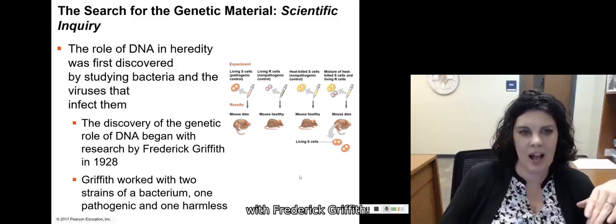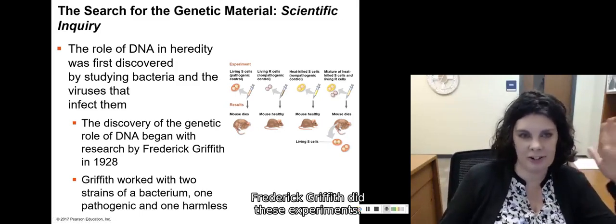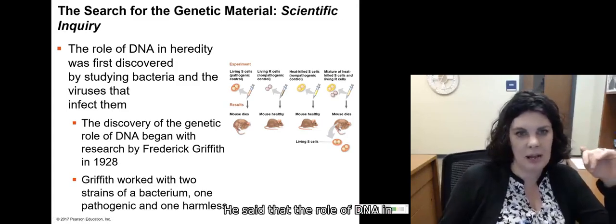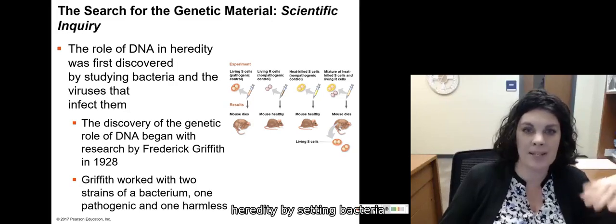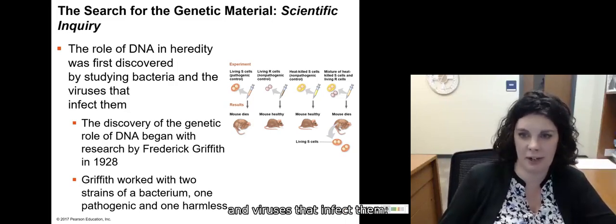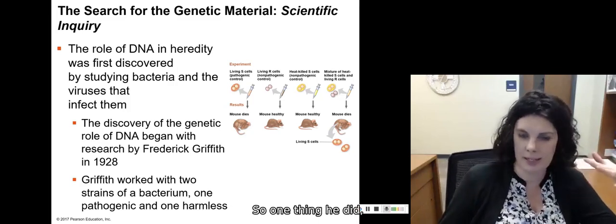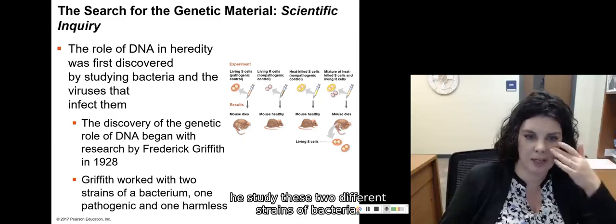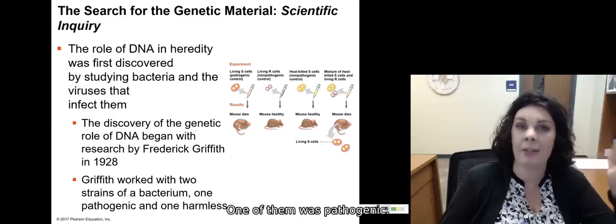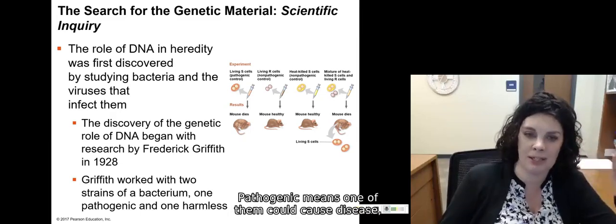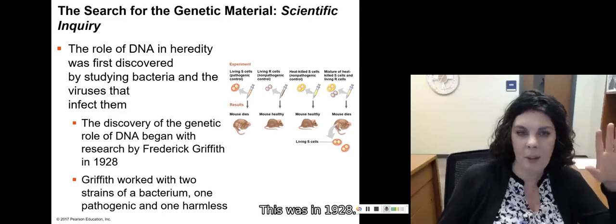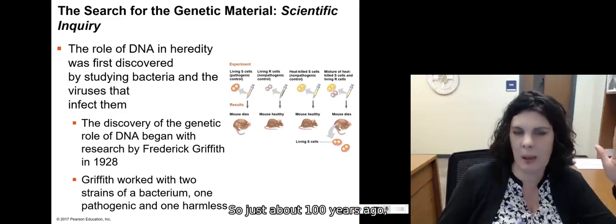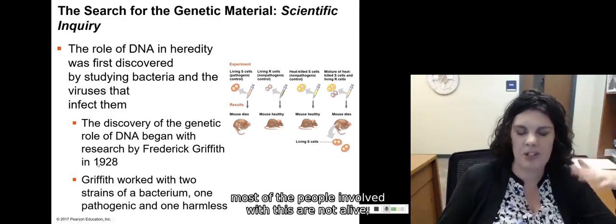So first we did these experiments with Frederick Griffith. Frederick Griffith studied the role of DNA in heredity by studying bacteria and the viruses that infect them. He studied two different strains of bacteria, and one of them was pathogenic. Pathogenic means it could cause disease, and one of them was harmless. It didn't cause disease. And this was in 1928, so just about 100 years ago.